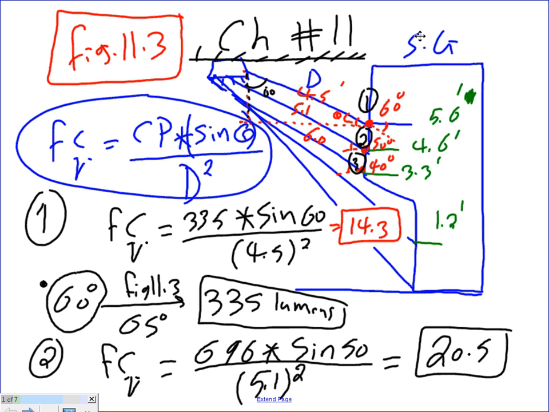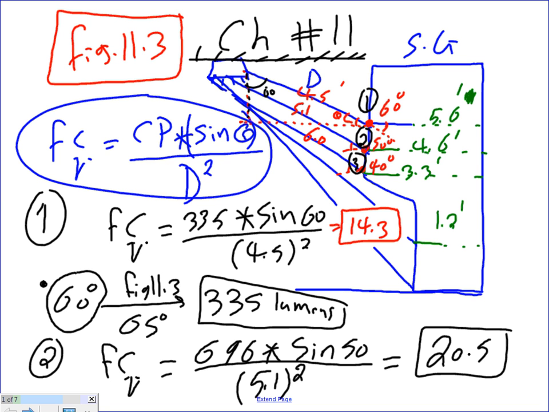By the way, Ashley, these green numbers here are the elevation. These are the elevations of these points. They will help you calculate the distance. You're going to see later they're going to help me calculate the distance and elevation. Any question, guys, about calculating the foot candle at point 1 and point 2?